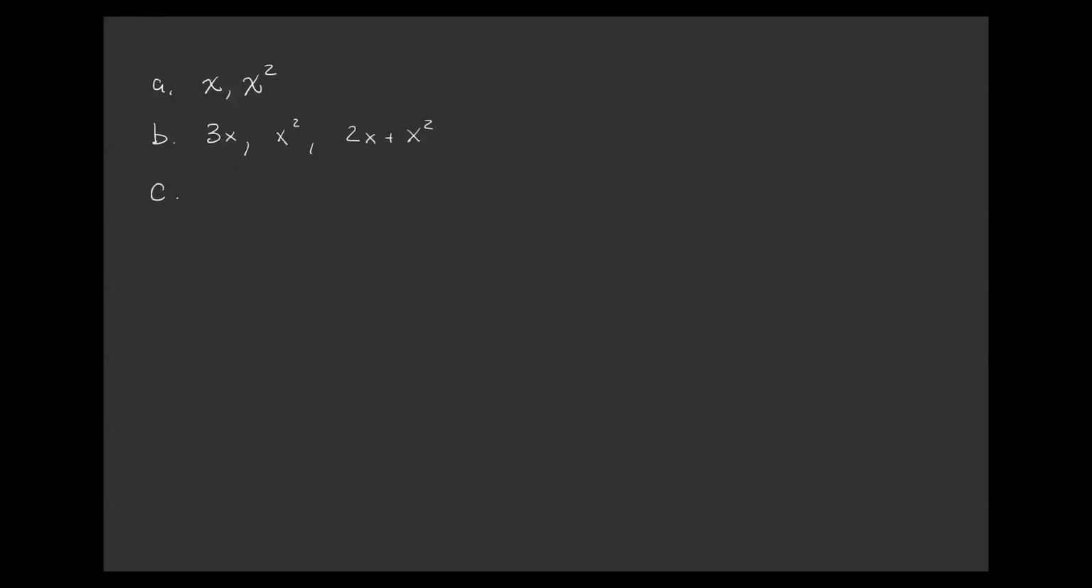Let's maybe look at 3 of them. Up here, we have an A, B, and C. Some of them have more than 2, but it works exactly the same. Instead of having A1 x plus A2 x squared is equal to 0, with B and C you'd have A1 times 3x plus A2 times x squared plus A3 times 2x plus x squared. So you have another term, but exactly the same idea.